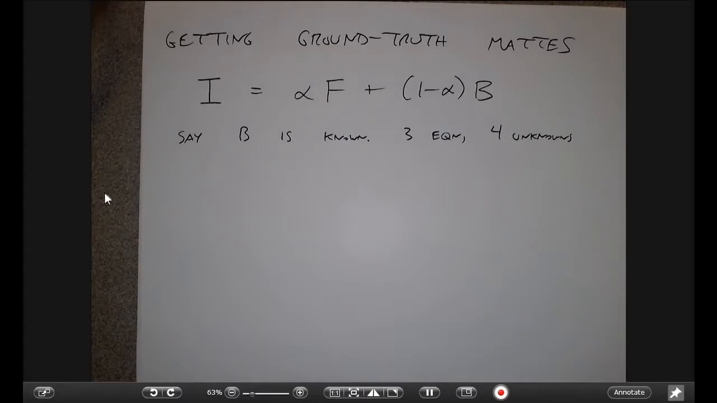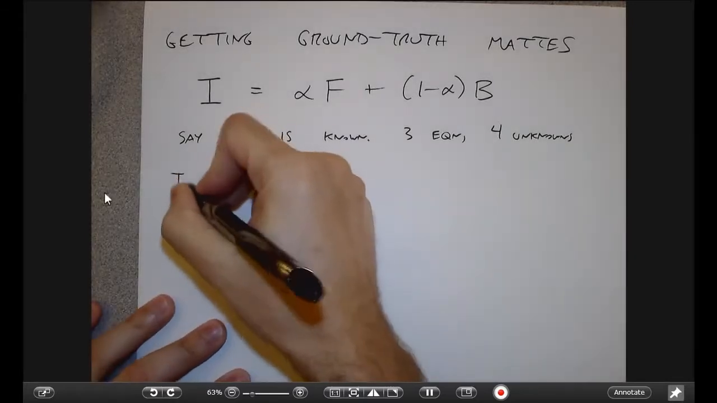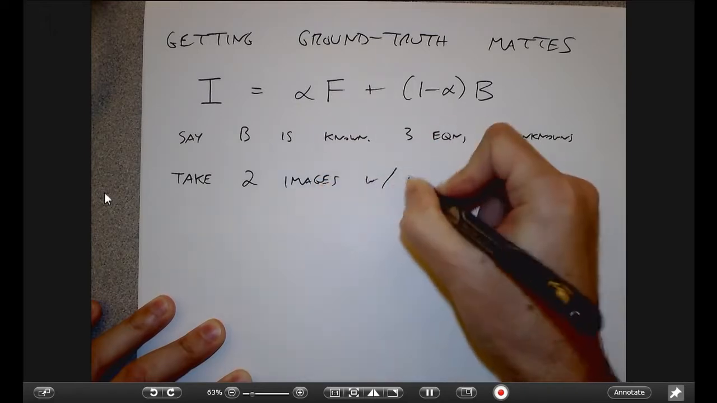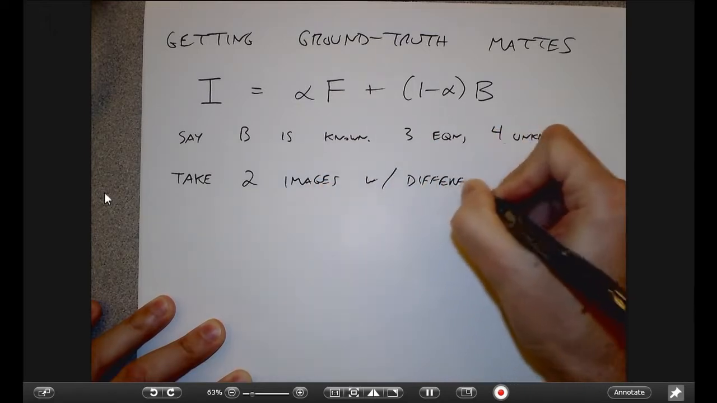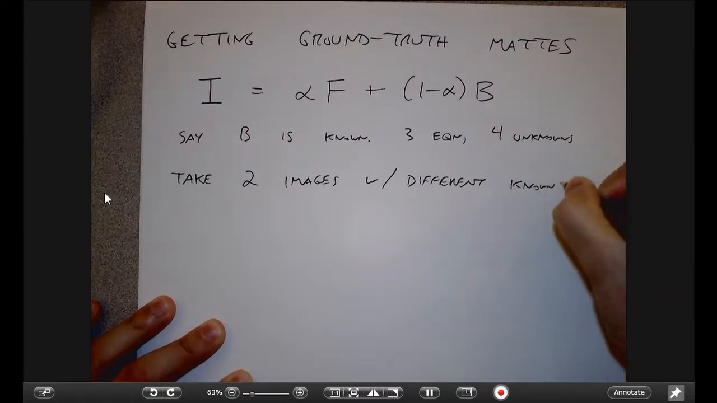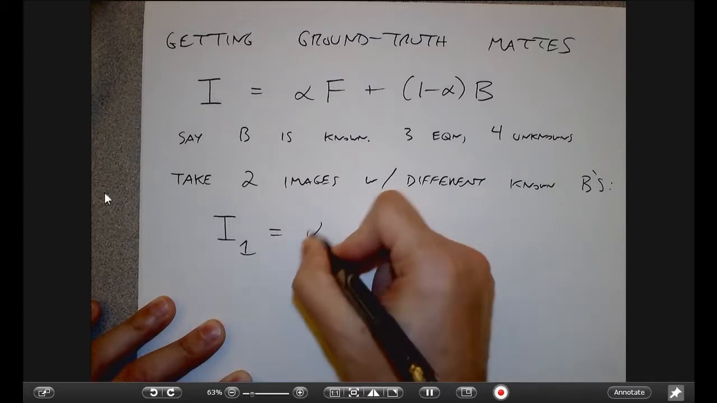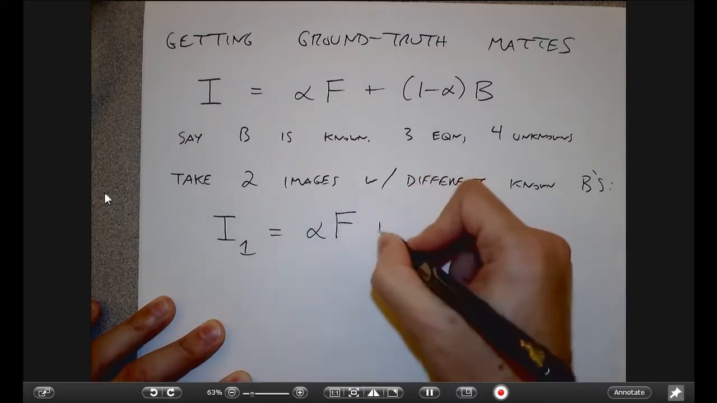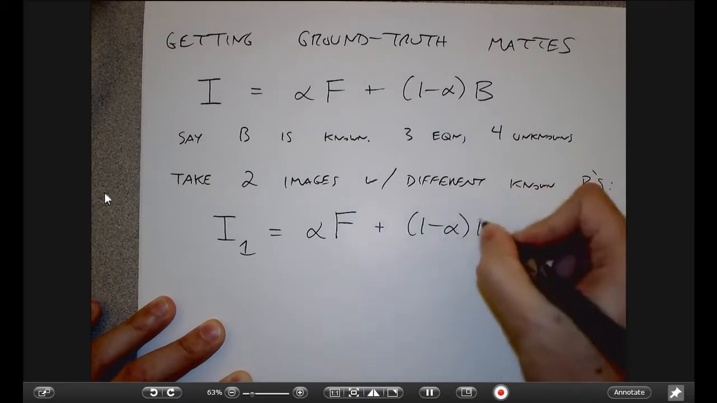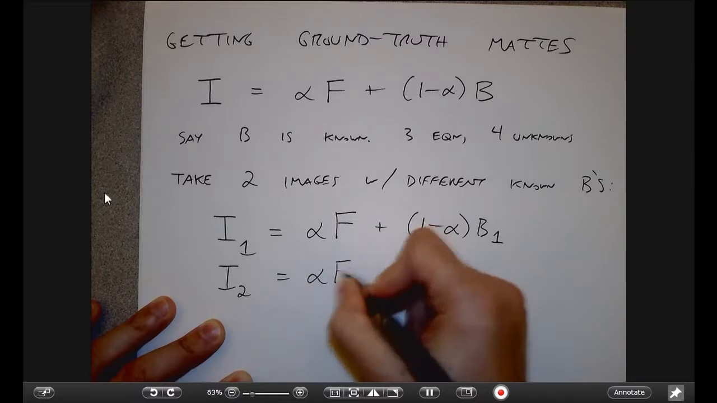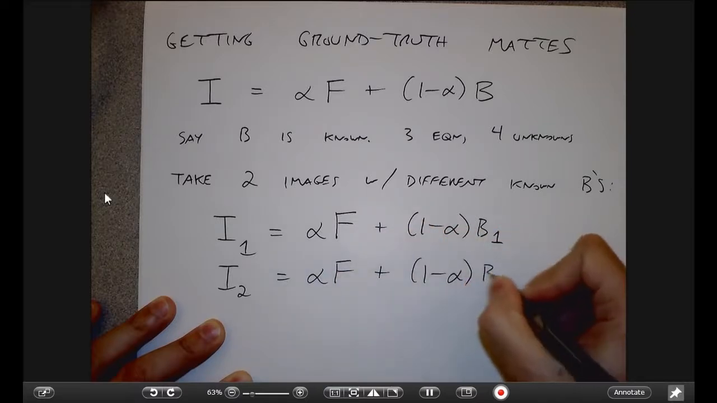And so a natural idea is, well, what if I just kept the object in place and I changed the background? So let's say I take 2 images with different known backgrounds. So it's like saying my first image is alpha times the foreground plus 1 minus alpha times background 1, and my second image is alpha times the foreground plus 1 minus alpha times background 2.